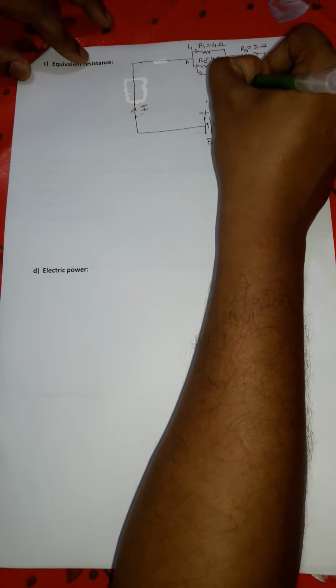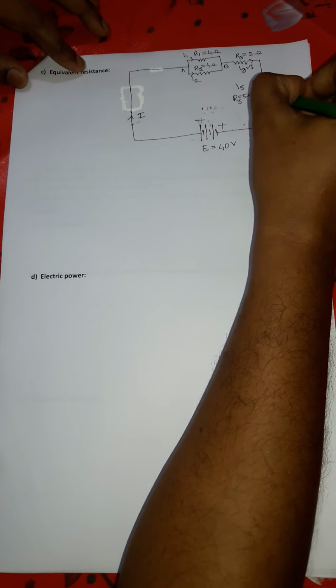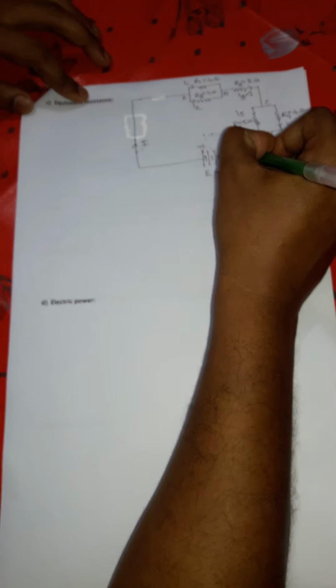And at point C, electric current also divides into two parts. One is I5 and another is I4. So I4 and I5 coincide at point D and flow the total current I in the circuit.